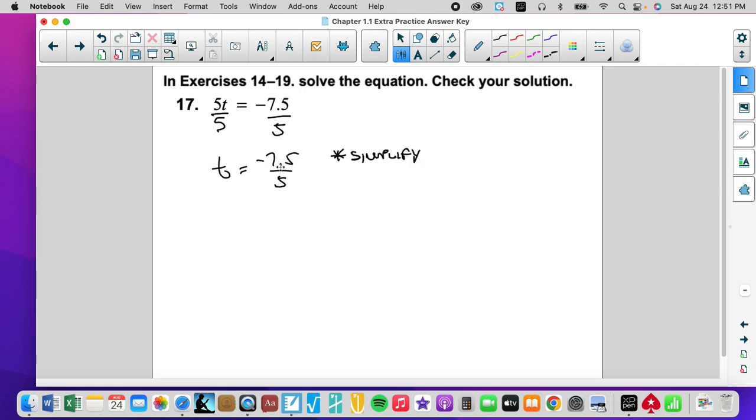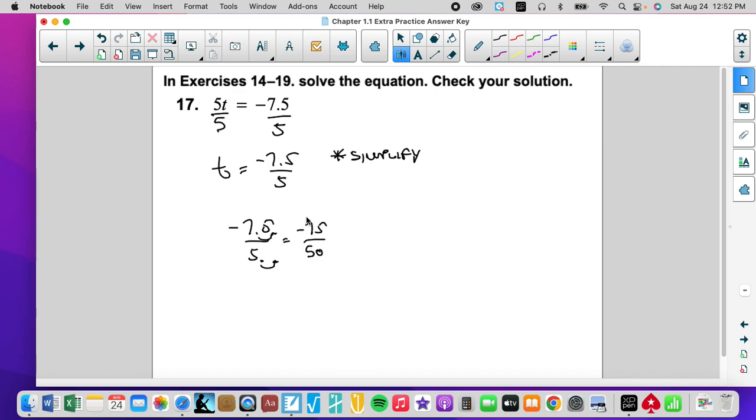Simplify by doing a number of things. Don't throw it in the calculator. That's not how we simplify it. So I'm going to take this negative 7.5 over 5. I'm going to move this decimal to the right. So that decimal is here. I'm going to move this. So this is equivalent to negative 75 over 50. All I did was create an equivalent fraction without a decimal.